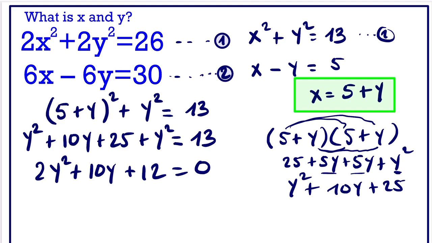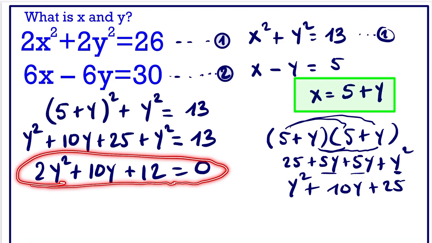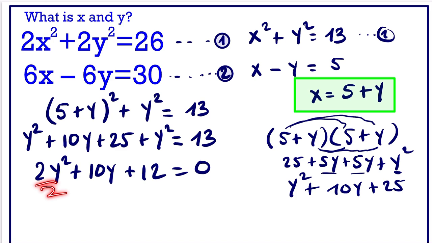So we have a quadratic equation. Still, we can simplify further. Which number can divide all of these numbers? We can divide by 2, so that it will be easier for us to solve the quadratic equation and get the value of y. So let's divide by 2, by 2, by 2. This will be left with y squared plus 5y plus 6 equals 0.